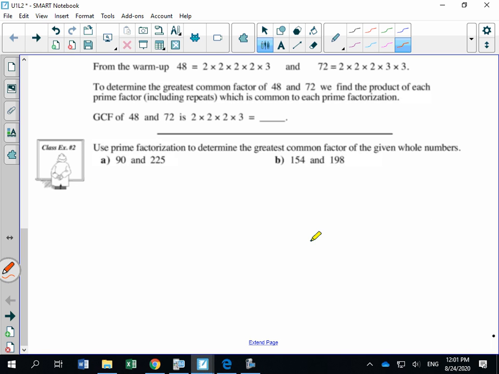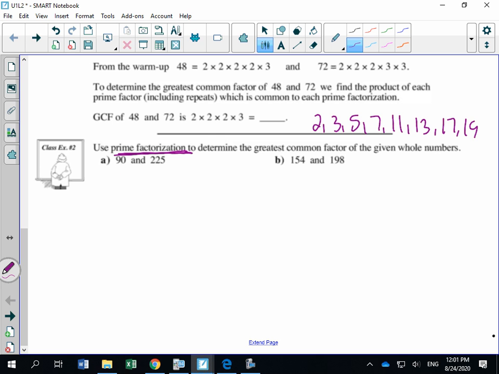So when we're doing GCF in grade 10, you're going to use this concept called prime factorization to determine the greatest common factor, okay? Prime factorization is what we've done, right? You break down the numbers by the prime factors. Okay, so let's do what we've always done.